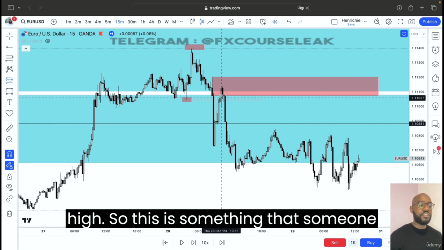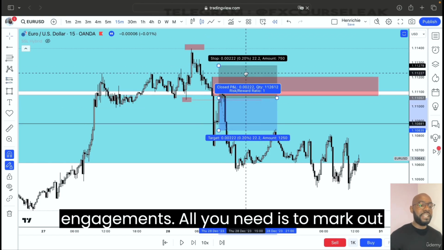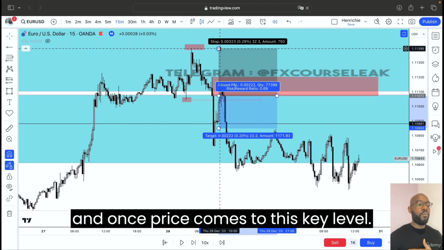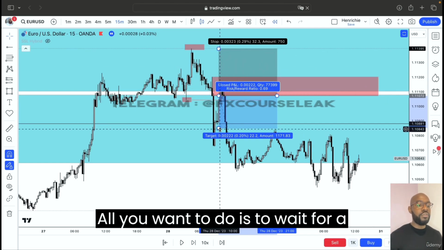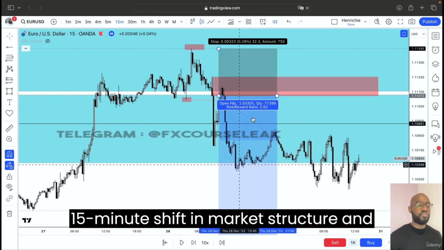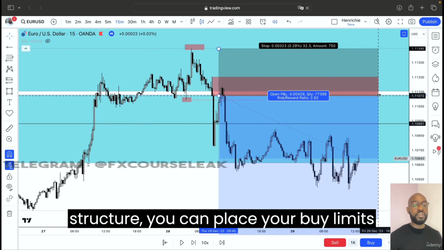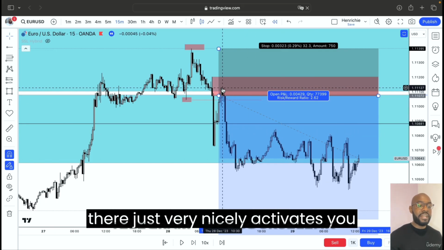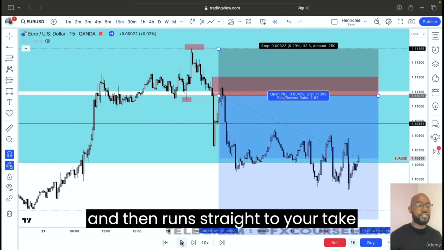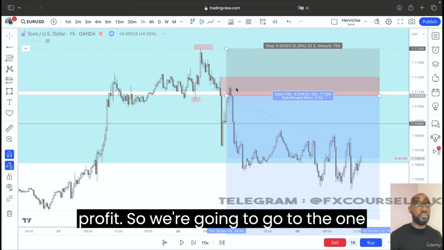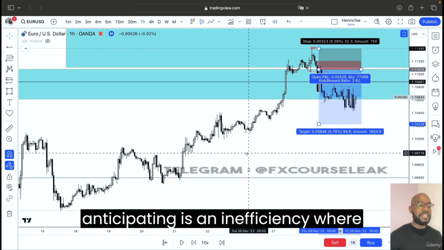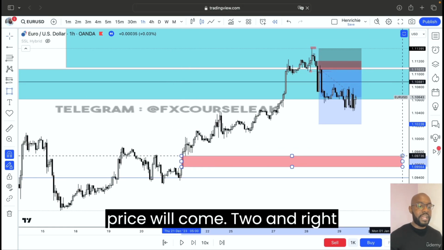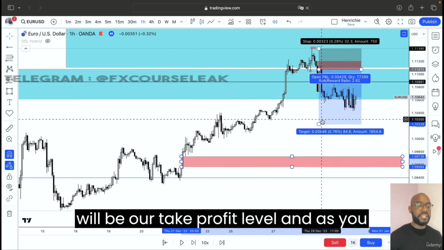So for someone that has a full-time job or other engagements, all you need is to mark out these zones from the higher time frame. Once price comes to this key level, all you want to do is wait for a 15-minute shift in market structure. Once you see it, you can place your buy limit or your sell limit order. Price comes in there, nicely activates you, and then runs straight to your take profit. So we're going to go to the 1-hour time frame, where we'll be anticipating an inefficiency that price will come to, and right here we'll have this inefficiency, and that will be our take profit level.